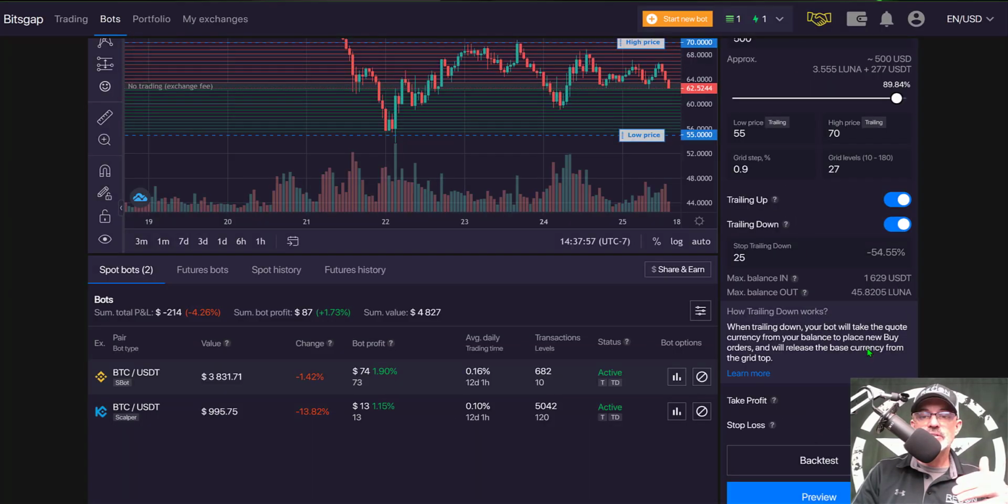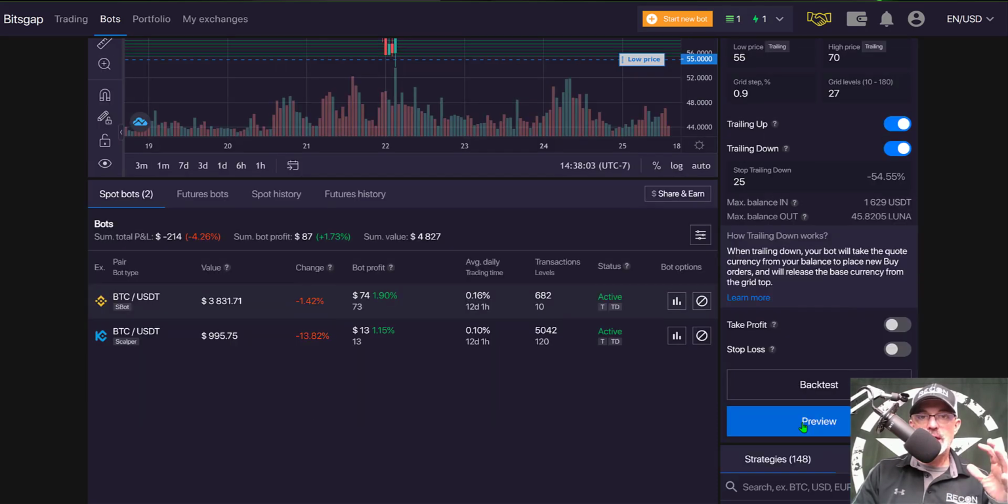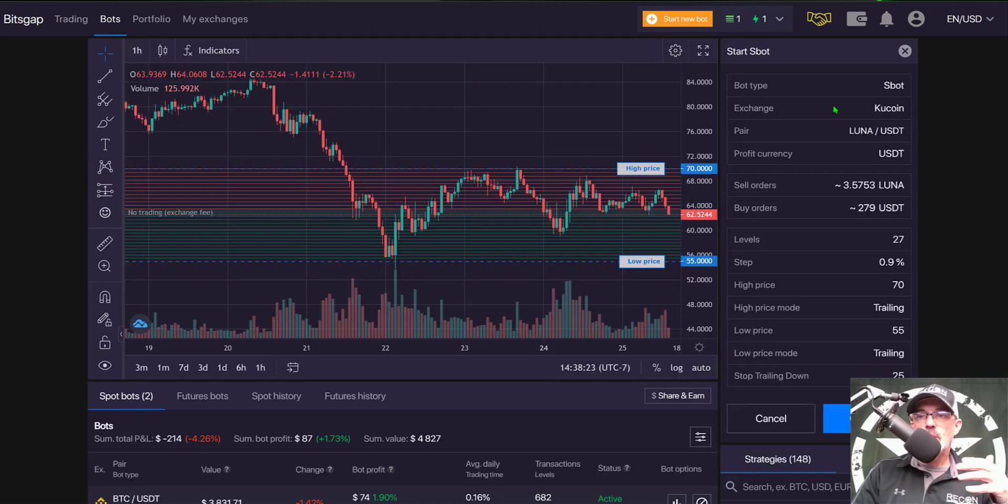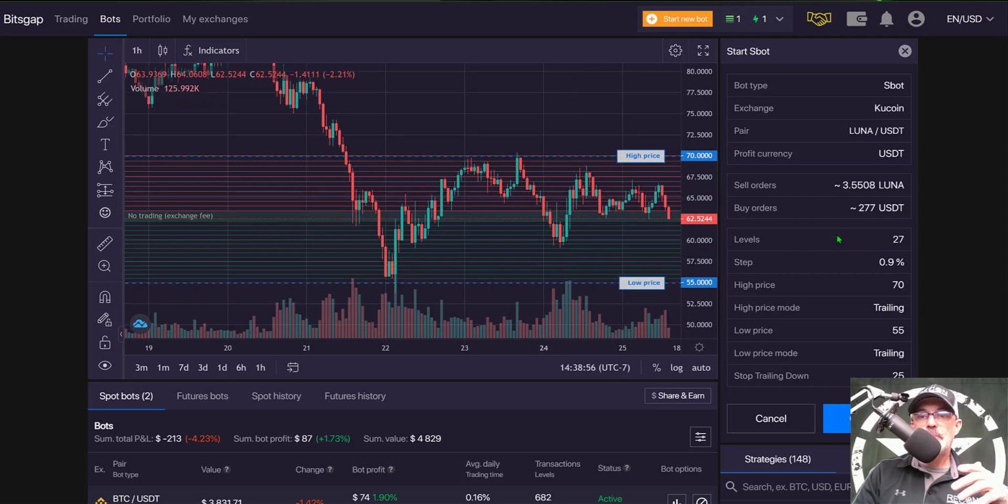So I just come down here to preview, give that a click. I can quickly preview all the settings. Bot type is SBot, exchange Qcoin, pair Luna USDT. The profit for this bot will be captured in USDT. My grid levels are 27 grid levels. My step, which is the spacing between the green lines and the red lines, and if you remember, the green lines represent open limit buy orders and the red lines open limit sell orders. The spacing between each one of these grids is going to be 0.9%.